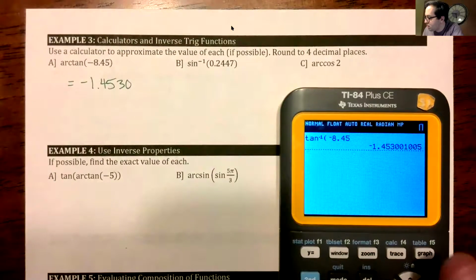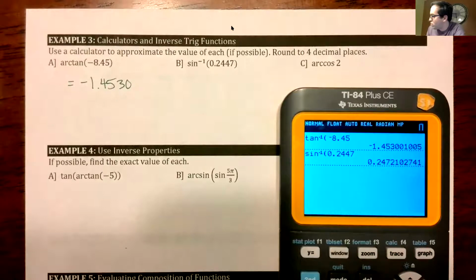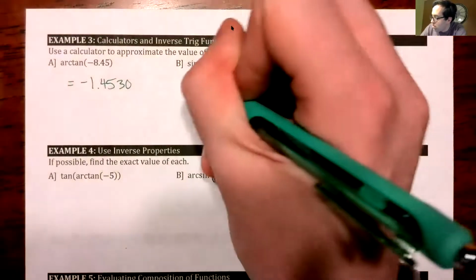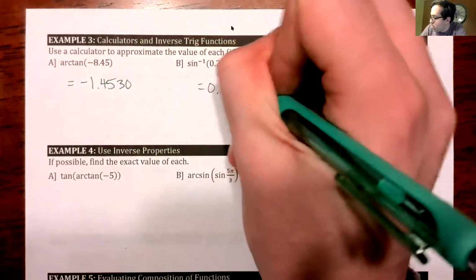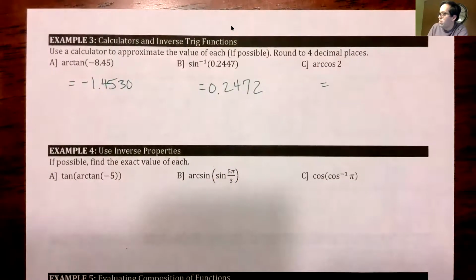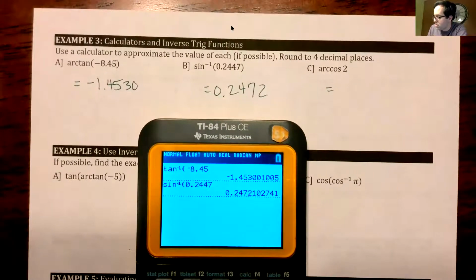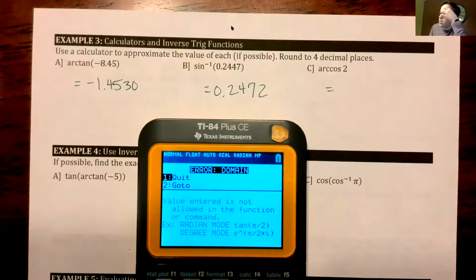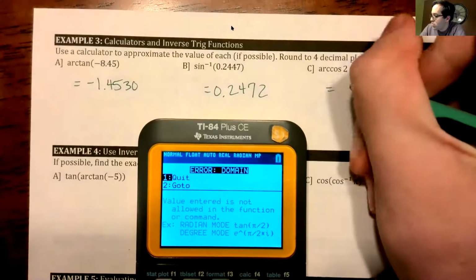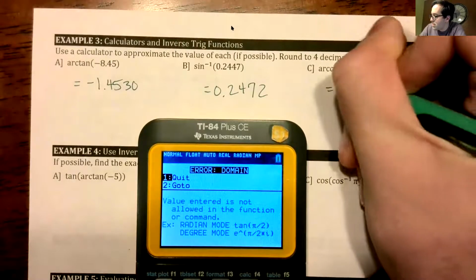I could do second sine of 0.2447. So for this second one, I get 0.2472. And for the third one, I'm going to do second cosine of 2. And I have an error in the domain. So once again, this does not exist.